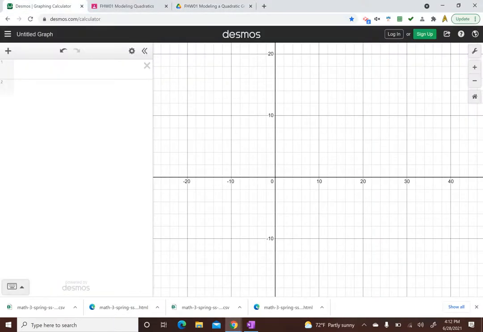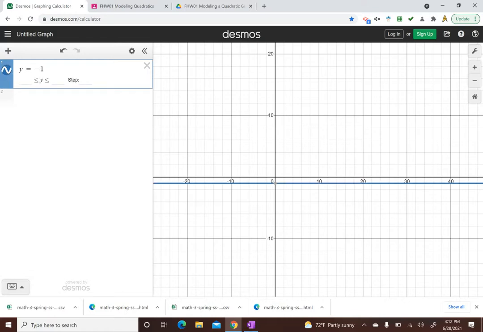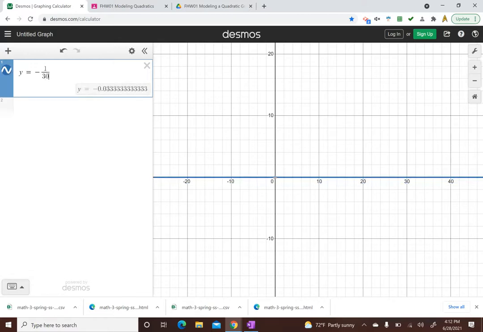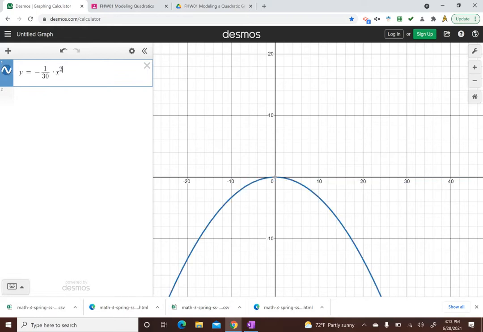There it is. So if I type in y equals, oh boy, negative 1 divided by 30 times x squared, and I see I didn't type it in correctly. Negative 1 divided by 30 times x squared. Great. It really is.